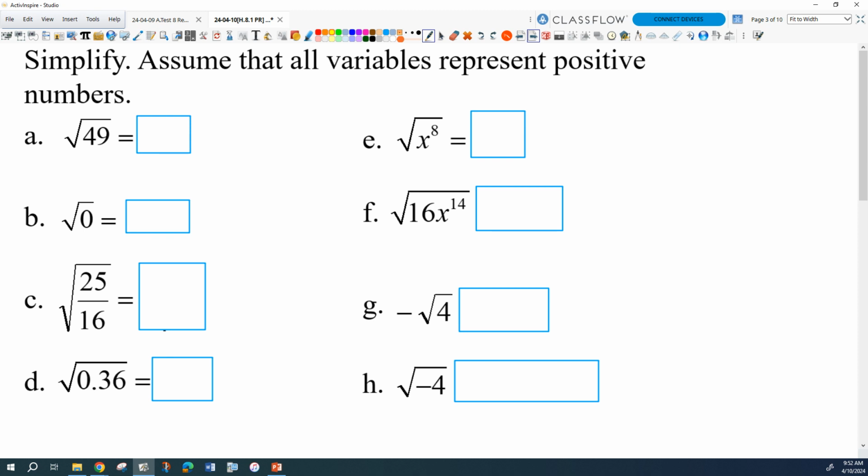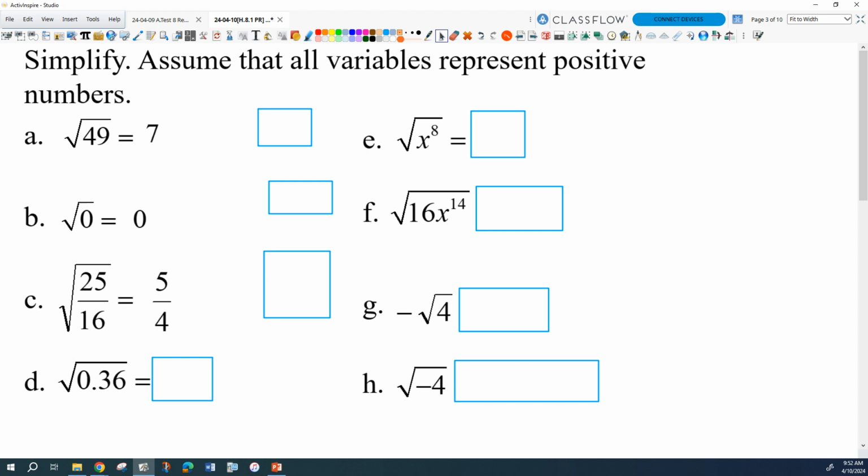Little practice, very simple practice. We're starting small scale here today. First one, what are we getting? 7. 0. What about that one? Everybody get that, right? Because what would I have to square to get 25 on the top and 16 on the bottom? I'd have to square 5/4, right? Okay, what about D? 0.6, yeah. What do I square to get 0.36? I'd square 0.6.